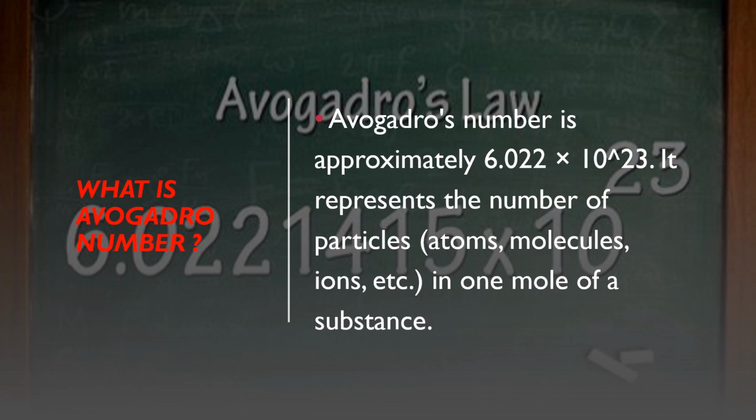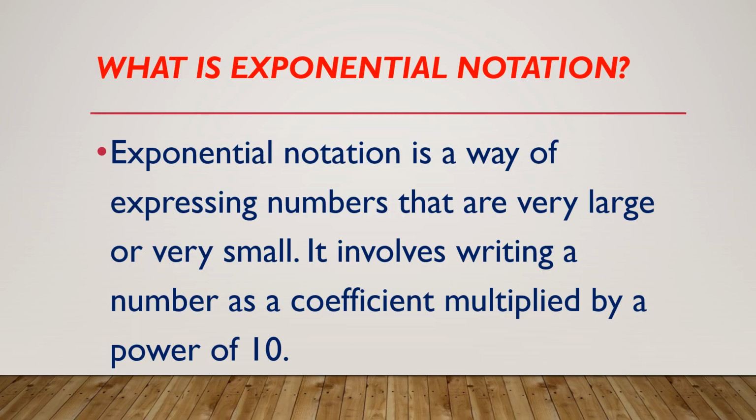What is Avogadro number? Avogadro number is approximately 6.02 × 10^23. It represents the number of particles, atoms, molecules, ions in 1 mole of a substance. What is exponential notation? Exponential notation is a way of expressing numbers that are very large or very small. It involves writing a number as a coefficient multiplied by a power of 10.